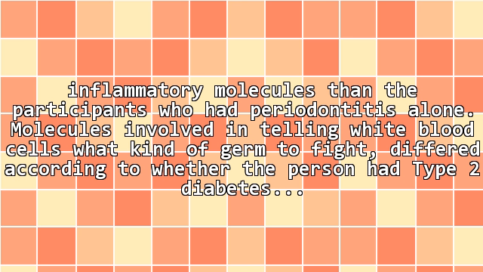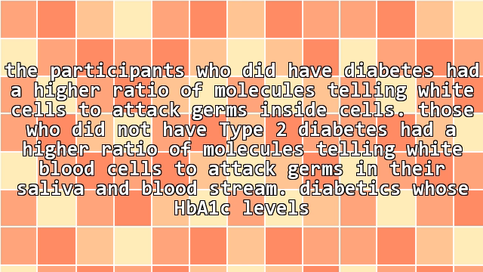Molecules involved in telling white blood cells what kind of germ to fight differed according to whether the person had type 2 diabetes. The participants who did have diabetes had a higher ratio of molecules telling white cells to attack germs inside cells. Those who did not have type 2 diabetes had a higher ratio of molecules telling white blood cells to attack germs in their saliva and bloodstream.